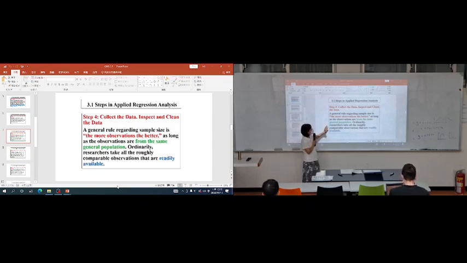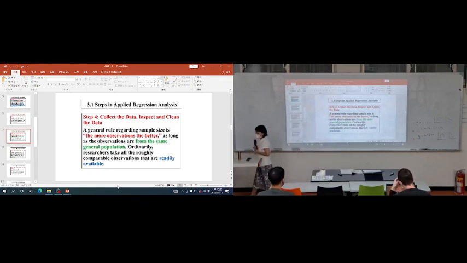Okay, the general rule regarding sample size is the more observations, the better. So it means as long as you can collect the data, the more the better. Okay, and those observations should be from the same population instead of different populations. Okay, you need to collect the data from the same population. Okay, and ordinary researchers take all the roughly comparable observations that are already available. Okay, as long as you can get those available data, just collect all of them. Okay, and why do we say the more the better?